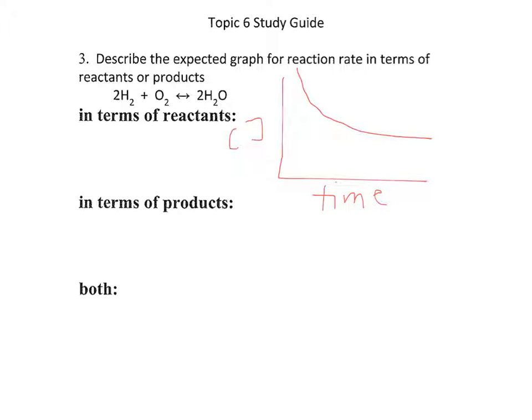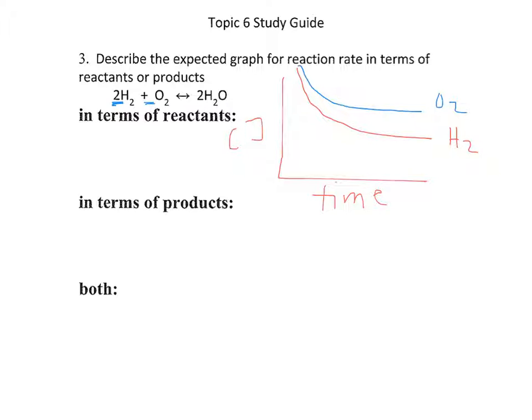But if this is my curve in terms of H2, you always have to identify which reactant you're looking at, because if I also included the graph for the reaction rate in terms of O2, when I look at my equation, I see I use up 2H2 for every O2. So when I see this curve for O2, the rate will be similar, but the change in concentration is going to be half as much.